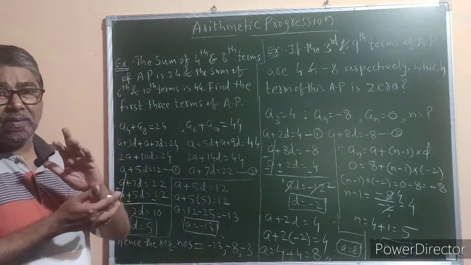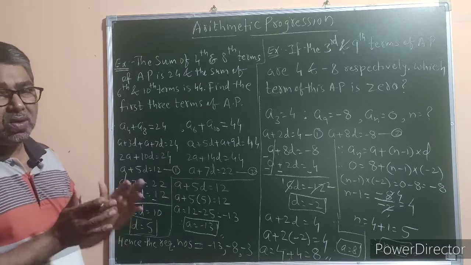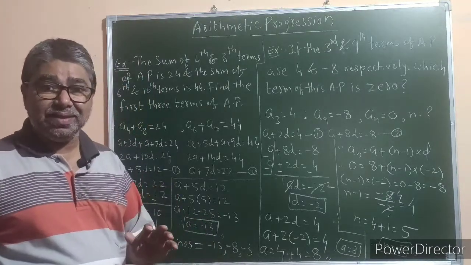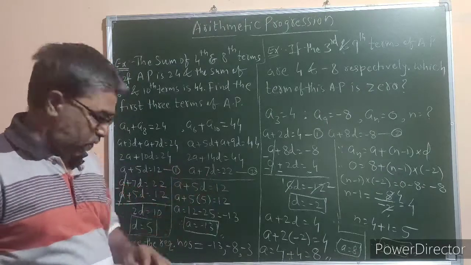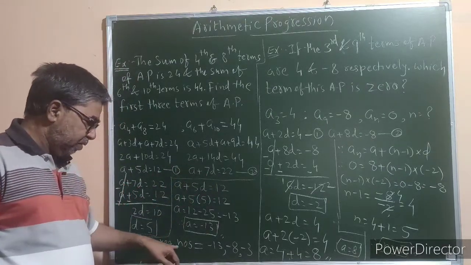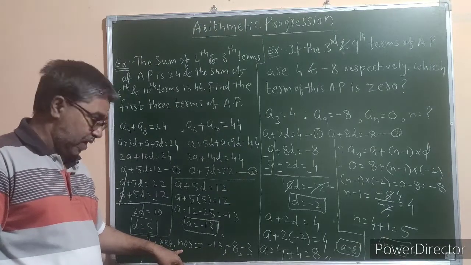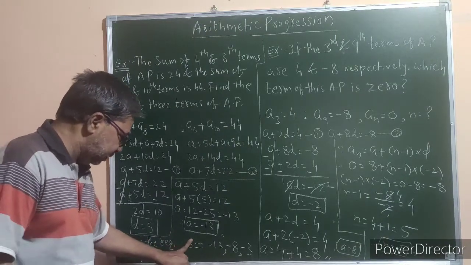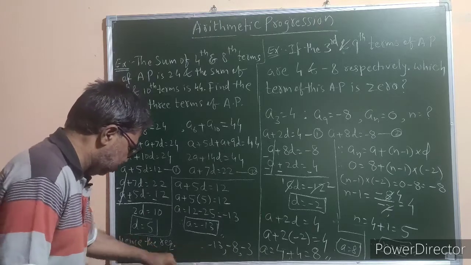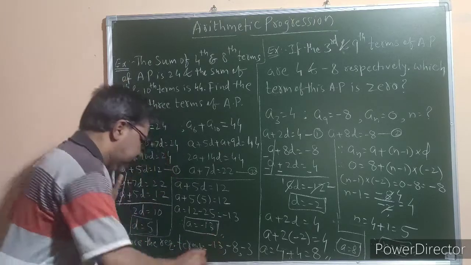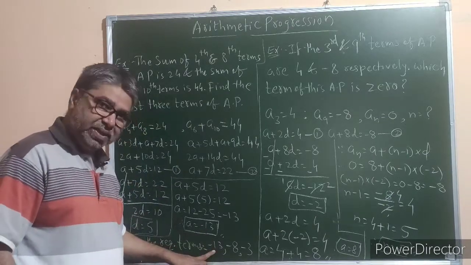So after getting the value of a, that is the first term, and the value of d, that is the common difference, we can easily write the first 3 terms of this particular arithmetic progression. Hence the required first 3 terms are, instead of writing numbers, let us write terms. So the required terms are: the first term is minus 13.